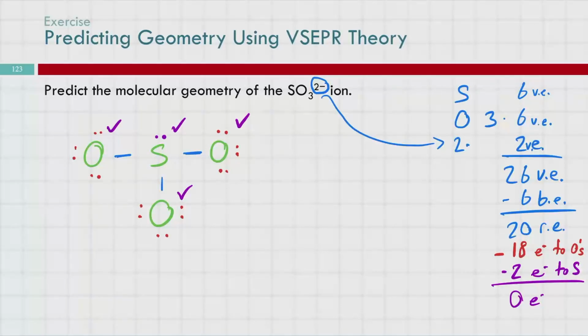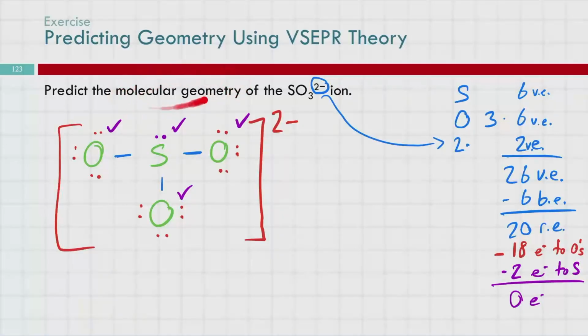This is incorrect. Why is this not correct? We're missing our brackets with the little charge in the top right corner. That's all we're missing. So big brackets and a 2- in the top right corner. And now it's done. It's complete. So this is our Lewis structure. This is just to start us getting our molecular geometry.